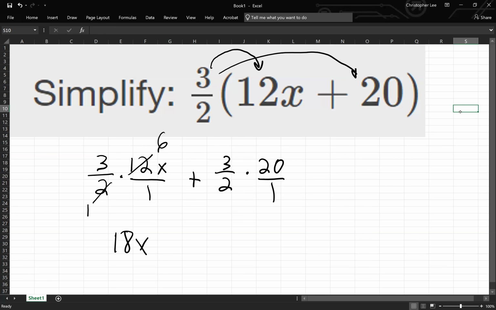You could do the same thing with the other side, right? 2 goes into 2 once, 2 goes into 20 10 times. 3 times 10, 30. And that's it. Questions on this?